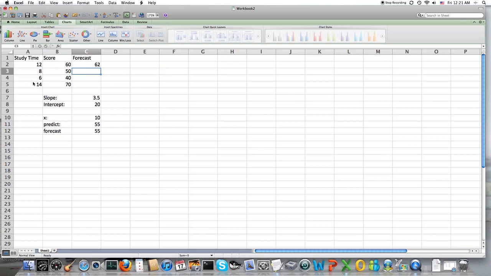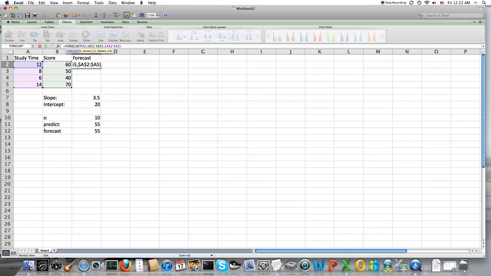And we see 62. So what that tells us is, if someone tells you they study for 12 hours, our model suggests that they should have gotten a 62. Now this person actually got a 60, so they did just a little bit worse than our model would have predicted. And I'm actually going to copy and paste this down, but now I need to put in dollar signs so that I won't move my y's and x's, even though I'm going to move my input x here.